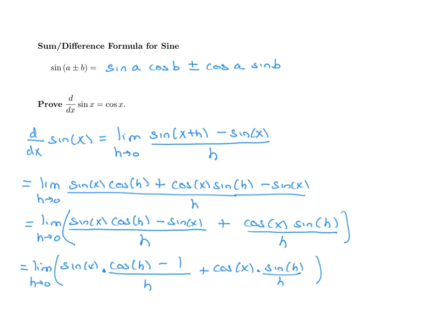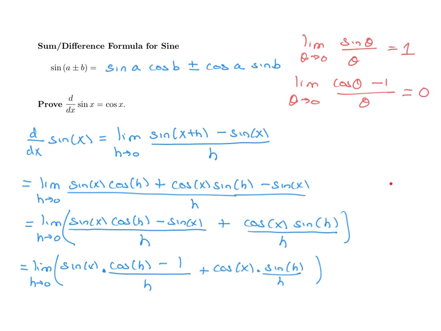So what does this equal? On the previous slide, I wrote down two important limits. The limit as theta goes to 0 of sine of theta over theta, we said that was equal to 1. And the limit as theta goes to 0 of cosine of theta minus 1 all over theta, and this is equal to 0.